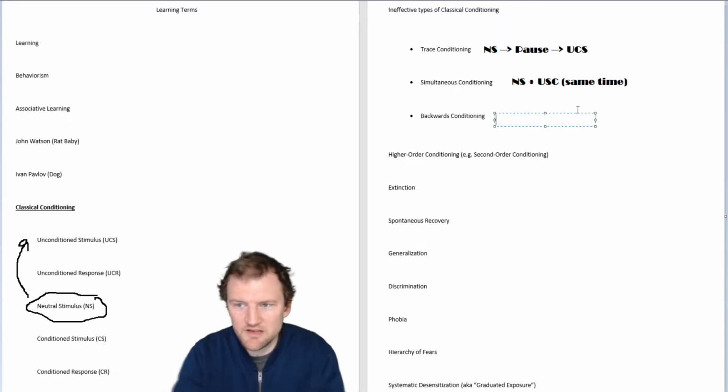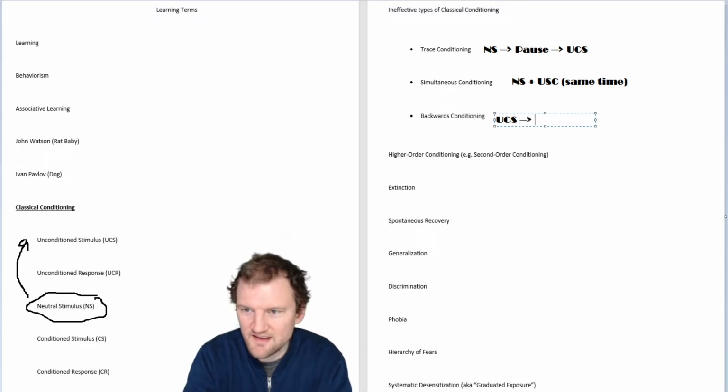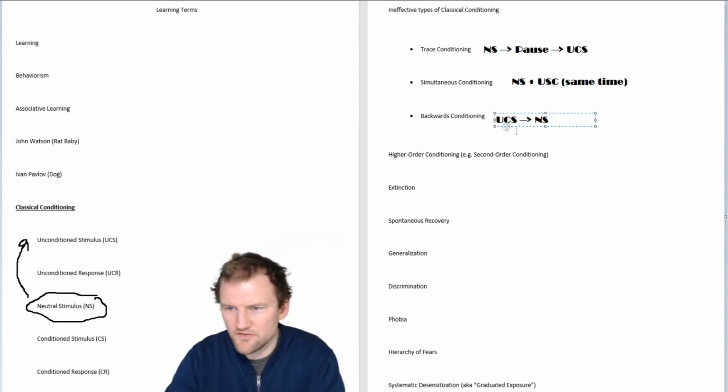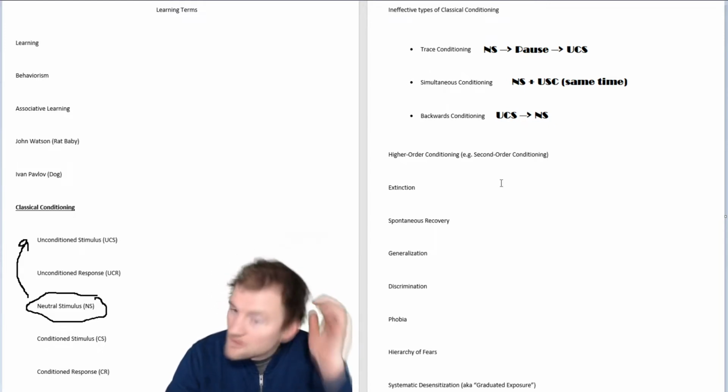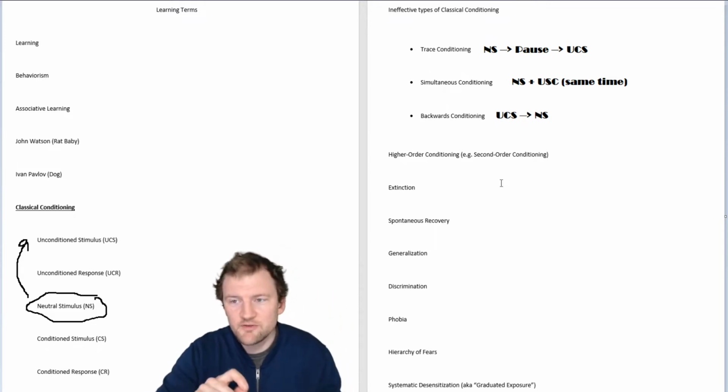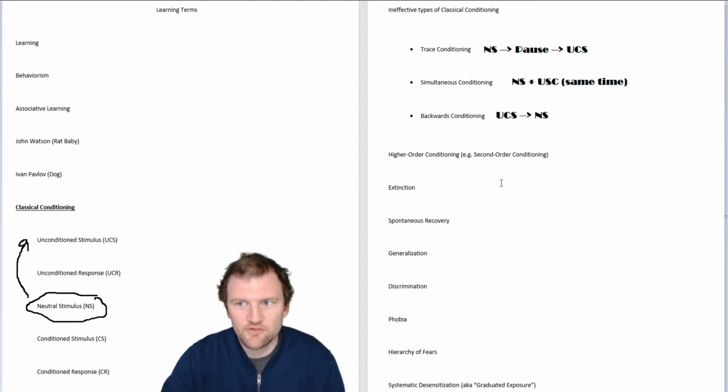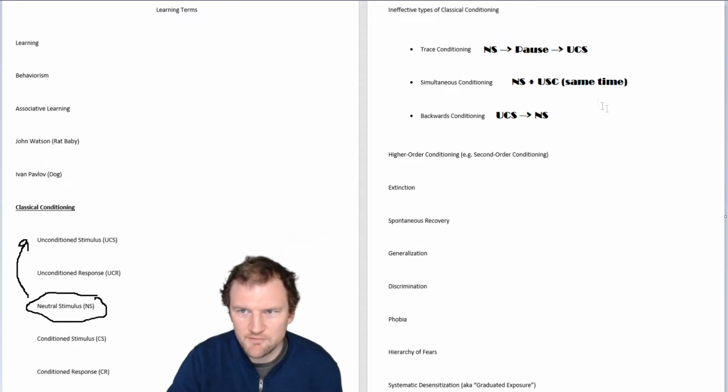Backwards conditioning would be the unconditioned stimulus and then the neutral stimulus. So that also doesn't work as well. That would be you give the dog food, then afterwards ring a bell. Also doesn't work as well. Neutral stimulus and shortly after the neutral stimulus, unconditioned stimulus works the best for classical conditioning. Those are 3 ineffective types of classical conditioning.